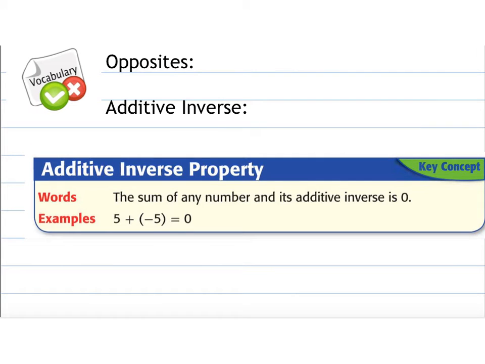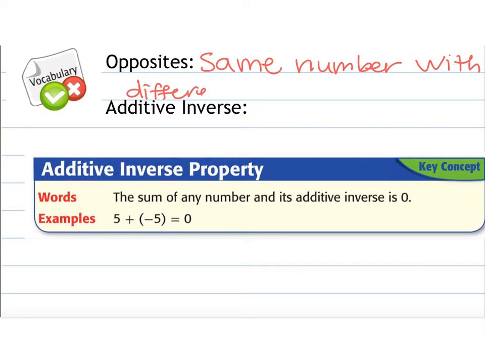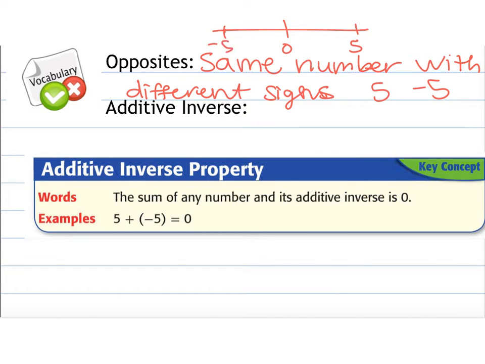Couple vocab words here. Opposites. This is when we have the same number with different signs. So for example, if we had 5 and -5, those are opposites. They're on the opposite sides of a number line. So if we had a number line here, 0, and we're up here at 5, and then back here at -5, they are both the same distance away from 0, just on opposite sides.